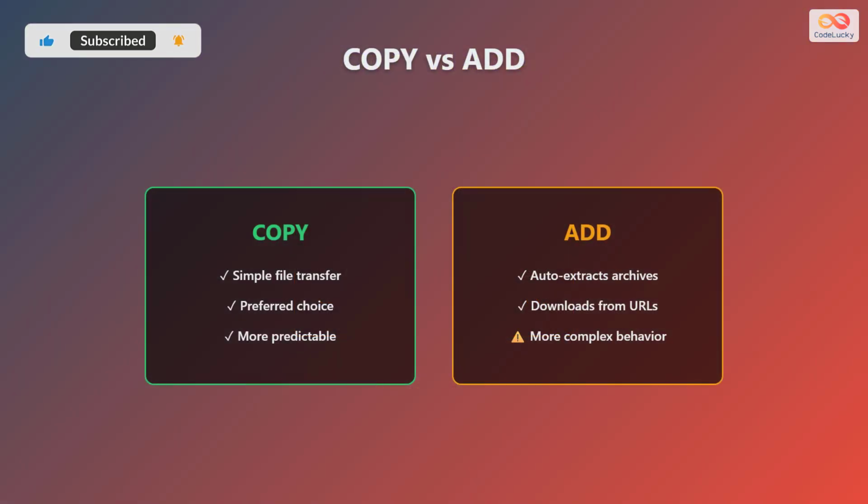Now let's compare COPY with another Dockerfile instruction called ADD. COPY is used for simple file transfers and is the preferred and more predictable choice for most scenarios. ADD, on the other hand, has some additional features. It can automatically extract archives and download files from URLs. However, ADD has more complex behavior and can sometimes lead to unexpected results. Therefore, it's generally recommended to use COPY, unless you specifically need the extra features of ADD.